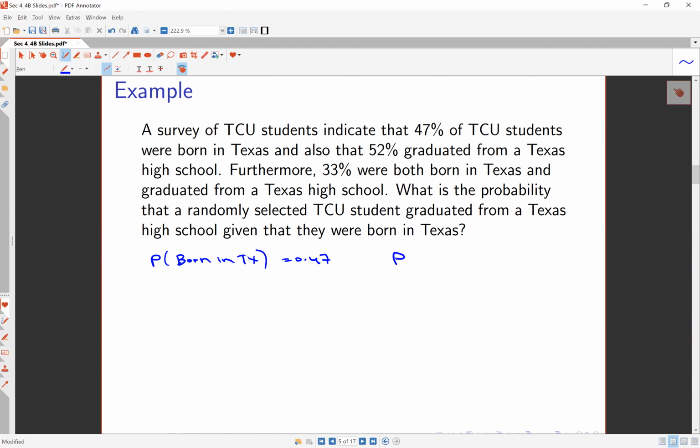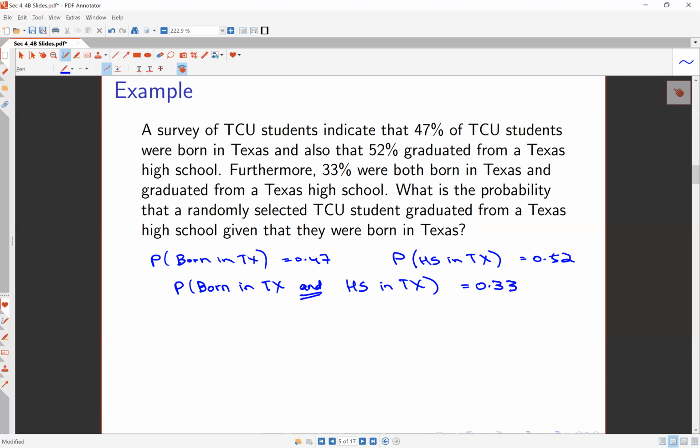Also, 52% graduated from high school in Texas. So the probability that they graduated from high school in Texas is 0.52. And finally, 33% were born in Texas and graduated from high school in Texas. So born in Texas and graduated from high school in Texas, that is 0.33.